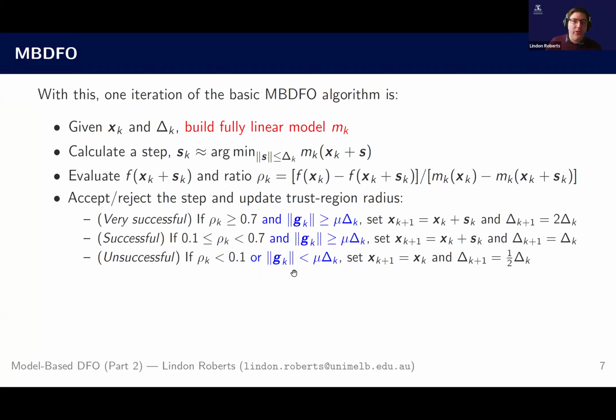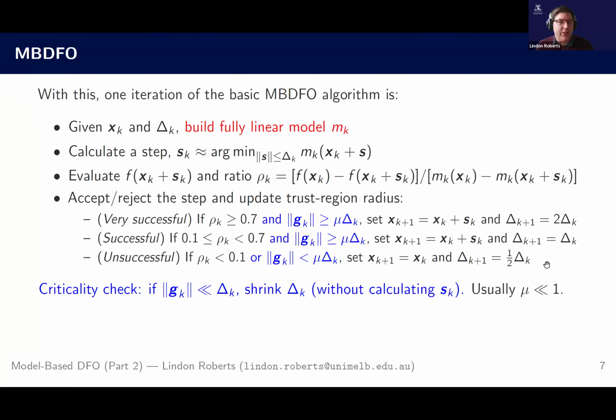From a practical point of view, though, what this means is we can check this blue condition immediately after we've built our model. So actually, if we build our model and the norm of G is too small, we can skip the step calculation and evaluating F and go straight to an unsuccessful step. You don't actually have to go through the process of calculating the ratio. So in practice, that's a more efficient way of implementing this. But this is the really important thing that we have to check. This is called the criticality check.